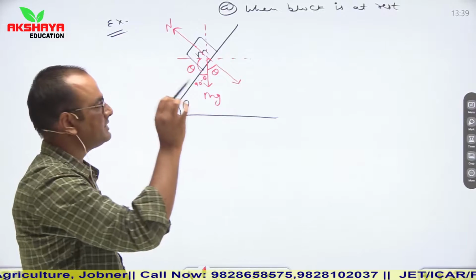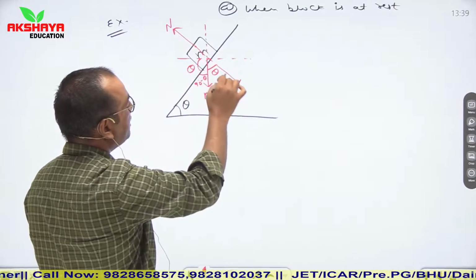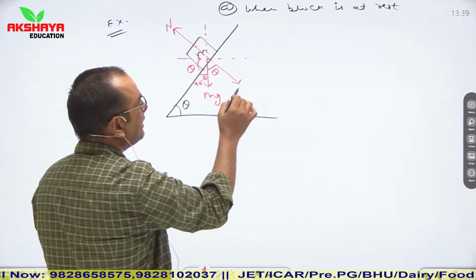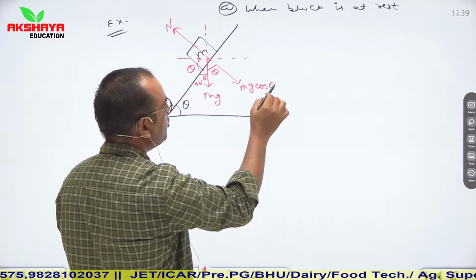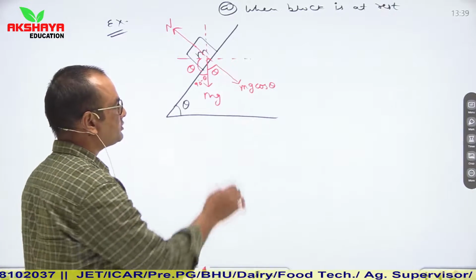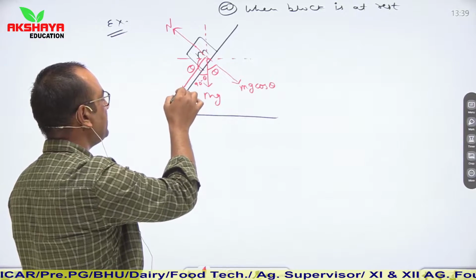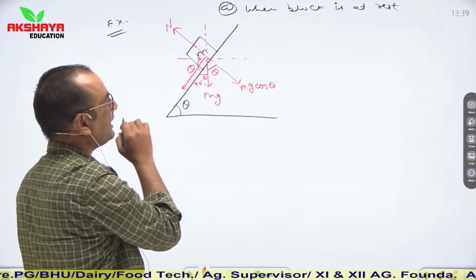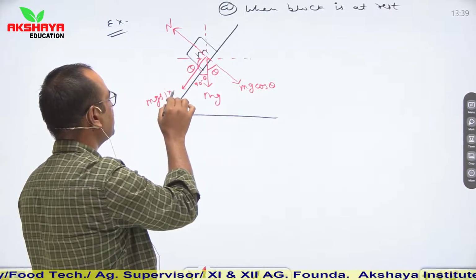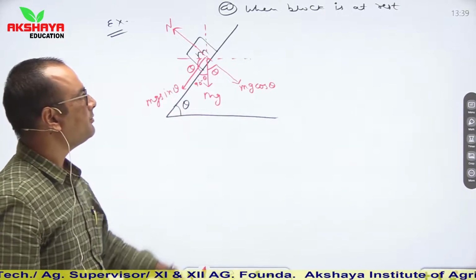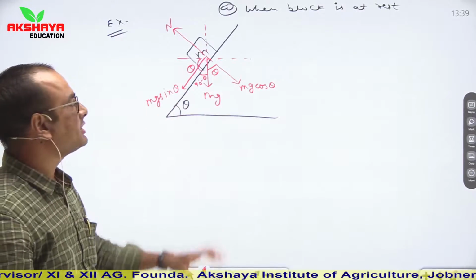So keep in mind always that mg and its component which is in opposite direction of normal is having angle theta. So this component becomes mg cos theta, and another one which is parallel to the plane or parallel to this inclination is mg sin theta. So now in this condition we will discuss the concept of friction.